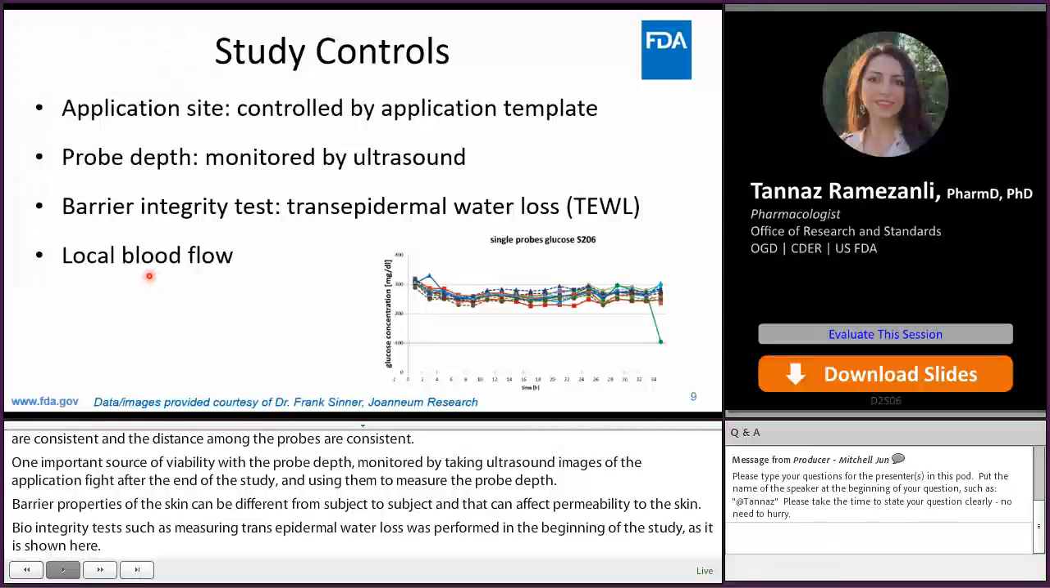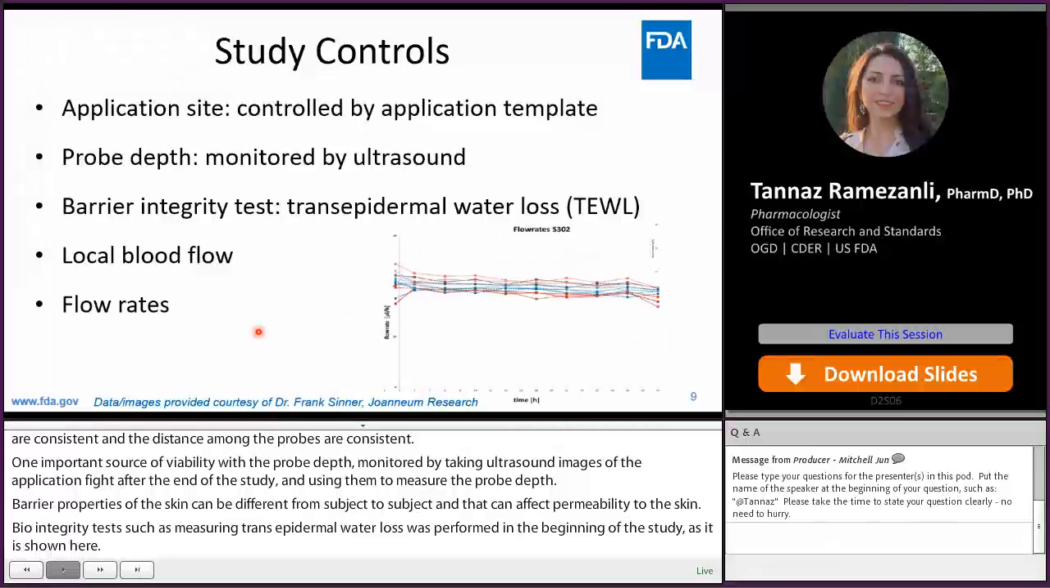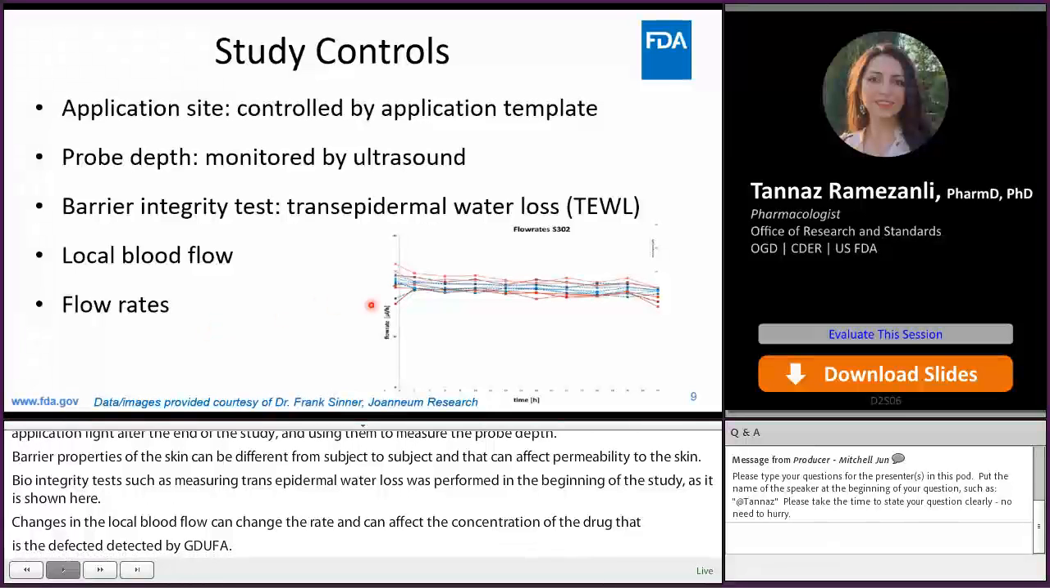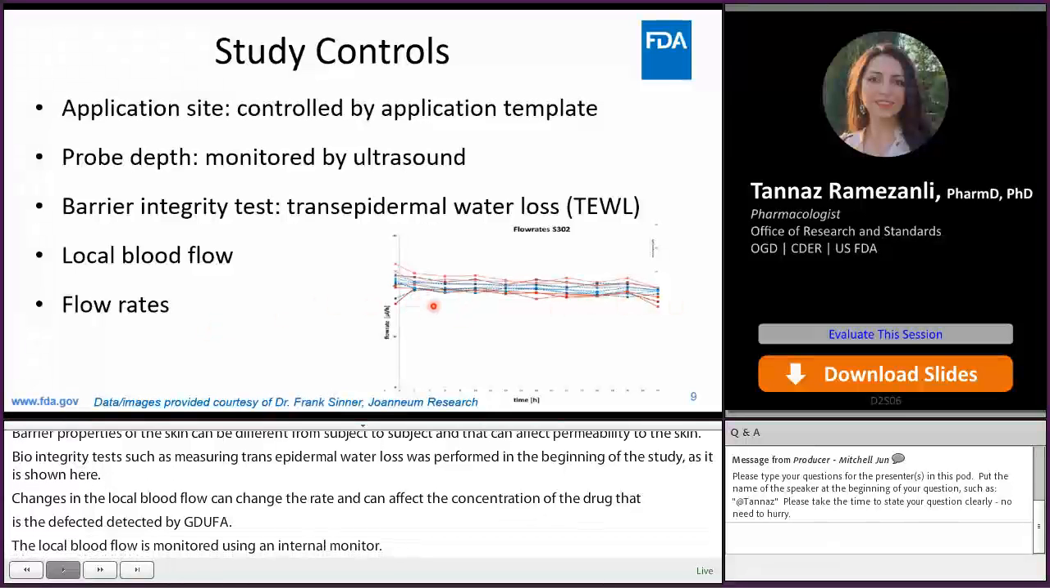Therefore, the local blood flow was monitored throughout the study using an internal marker. Also, flow rate is another source of variability. Therefore, the flow rate of perfusate in the DOFM probe was monitored during the study, and as you can see, we observed minimal fluctuation in the flow rate.